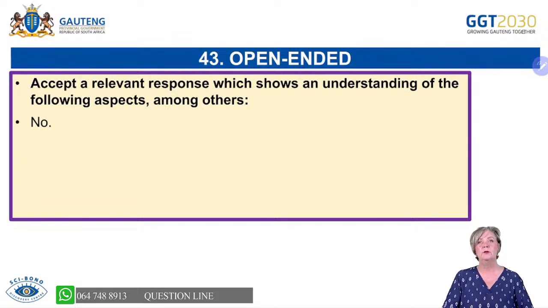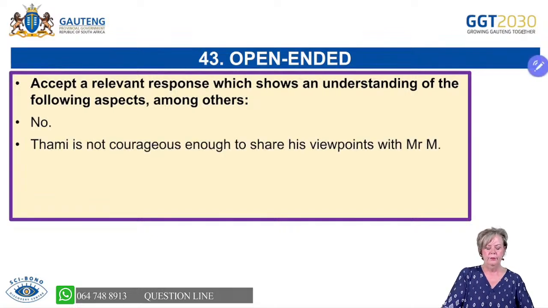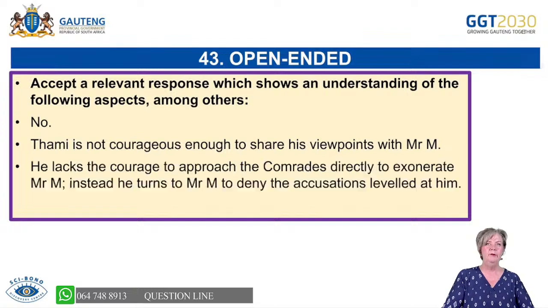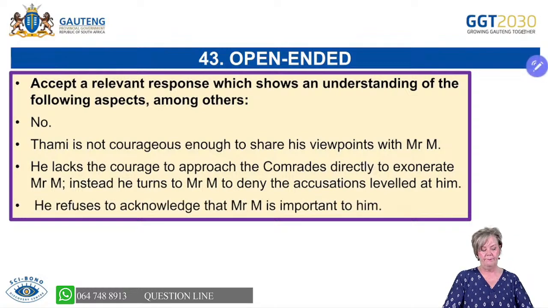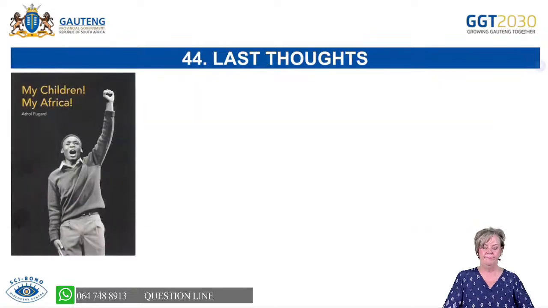If your response were no, you could say Tommy is not courageous enough to share his viewpoints with Mr. M. He never discusses it. He lacks the courage to approach the comrades directly to exonerate Mr. M. Instead, he turns to Mr. M to deny the accusations leveled at him. He refuses to acknowledge that Mr. M is important to him.